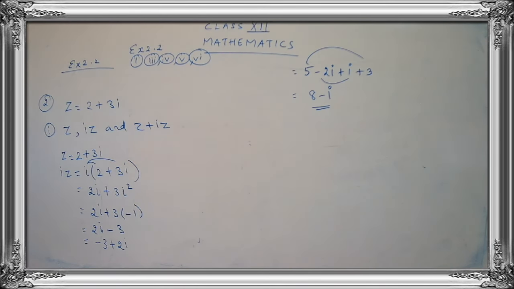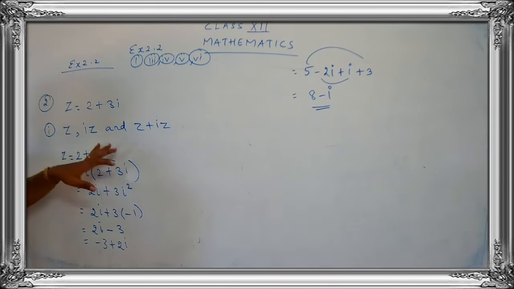Okay, so we have found iz. What is the answer, children? Minus 3 plus 2i. Now we have one more part to be found, that's z plus iz. You have 2 ways. You can find the values again, or we already have the value for z and iz with us. So I'm just going to substitute the value for z and iz and add them.